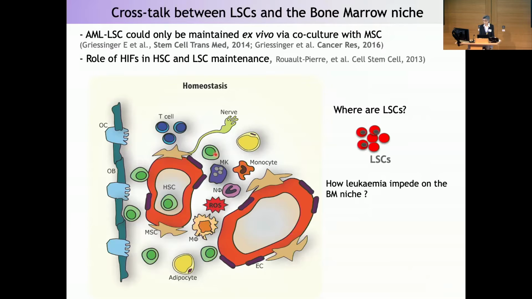It's a highly complex structure with a lot of stroma components, but also mature cells that have been shown to regulate normal and leukemic stem cells. When we started these analyses, we didn't know much about where leukemic stem cells are, and we still don't know, and also how leukemia impedes the bone marrow niche.